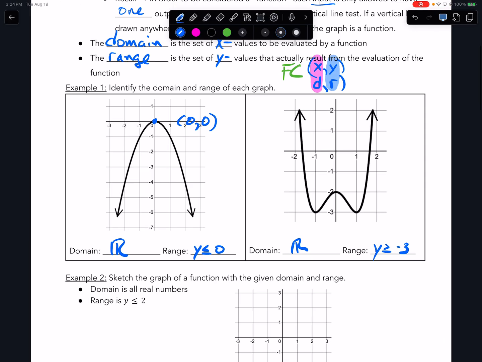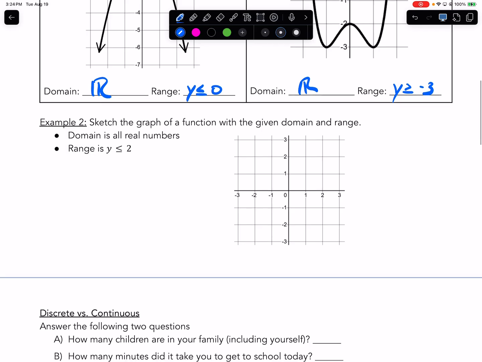Okay? So example 2 here says, sketch a graph of a function with the given domain and range. Domain is all real numbers. Range is y is less than 2. I'm going to freeze the screen up here. You try it on your paper. Definitely in pencil in case you do it wrong. Try it on your paper. Talk in your table groups. That's why you're in these groups, to help one another. So talk in the table groups if you need to, and try it out.